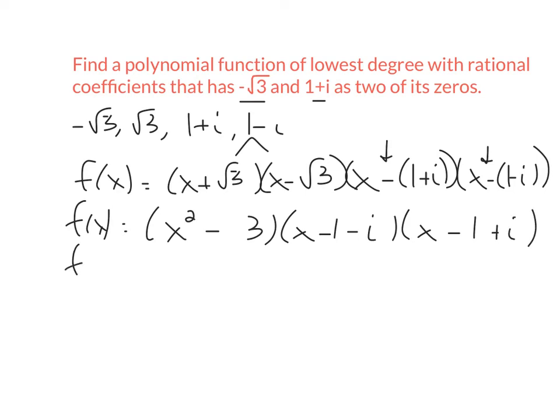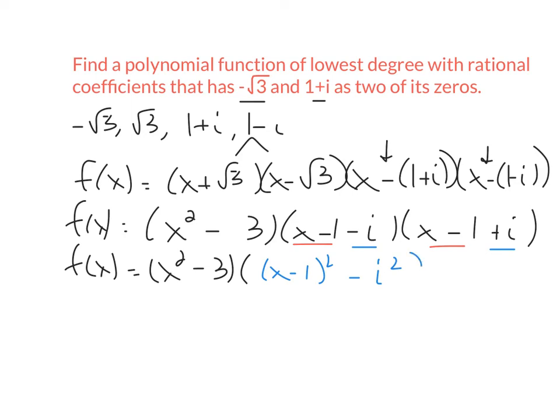And what I'm noticing is when I start to multiply this next step, this right here is x minus 1, x minus 1. Then I have a minus i and a plus i, because those are conjugates. x minus 1 is the first term, positive i, negative i is the second term. So I'm going to do FOIL again. Okay, so I'm going first, which is (x minus 1) squared, minus i squared. And I'm going to multiply that out.